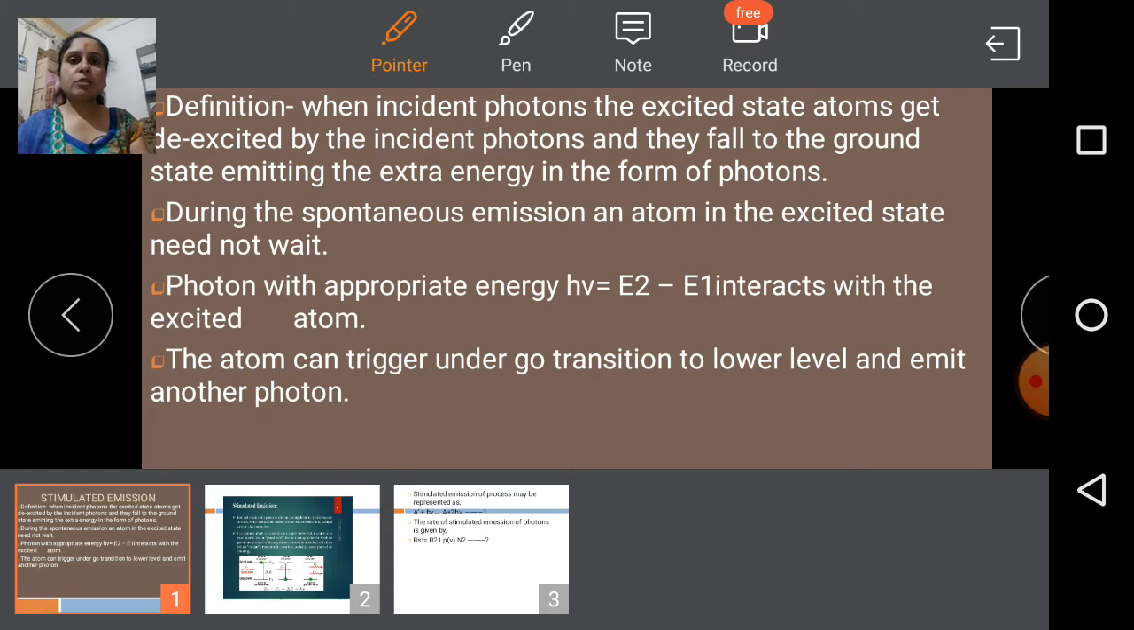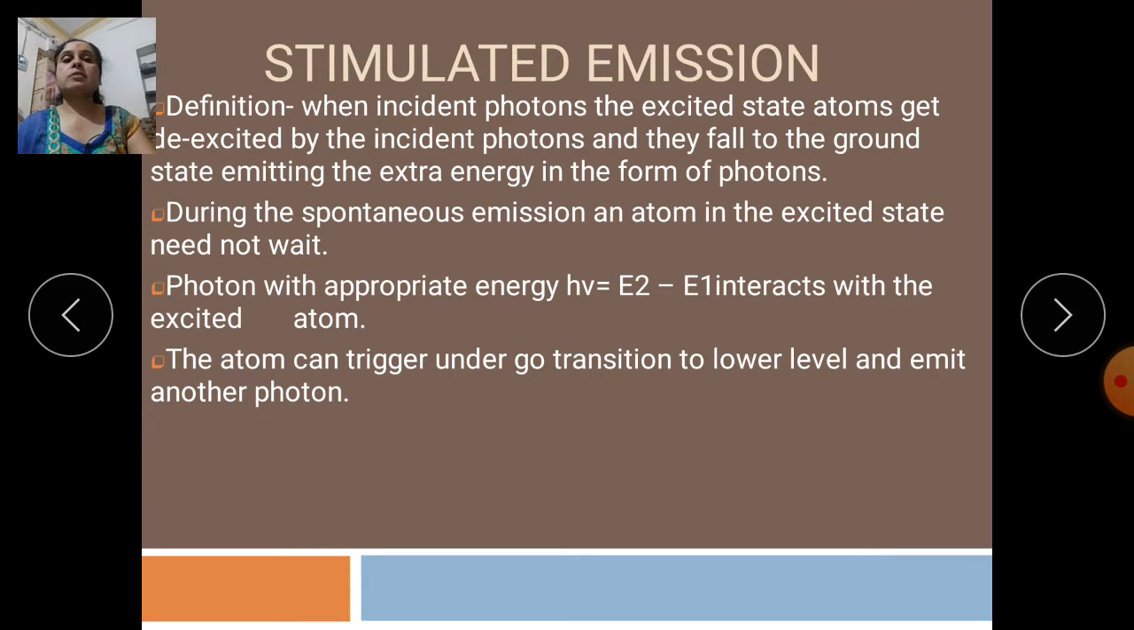In spontaneous emission, the excited state atom, due to force of attraction, suddenly goes to the ground state. So today we will see the last process, stimulated emission.